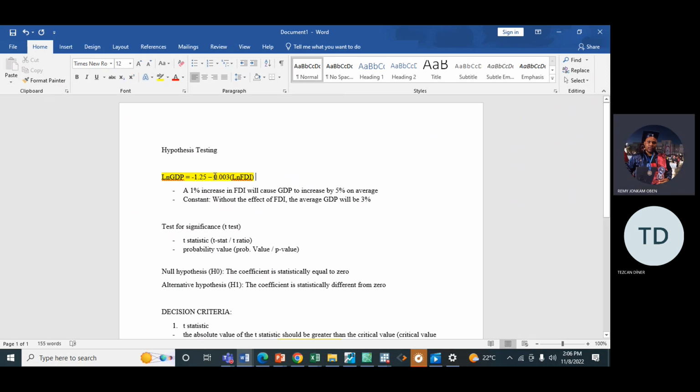Now, I know that since everything is log, I can use percentage. So to interpret this, I will say a 1% increase in FDI will cause GDP to decrease. It has to be a decrease because here is negative. So it will cause GDP to decrease by 0.003% on average, right? And if I'm to interpret this constant, I will say without the effects of FDI, the average GDP will be negative 1.25%.